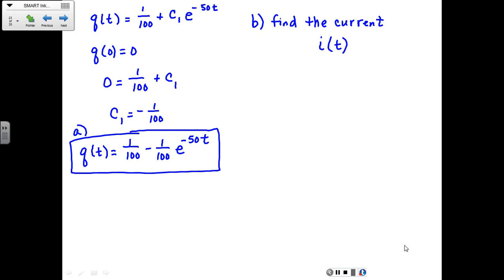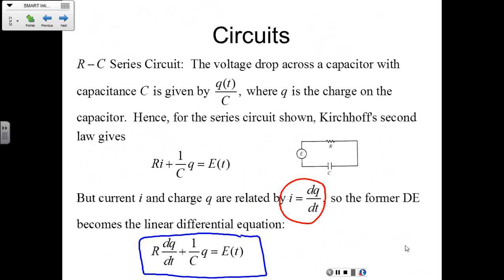I told y'all to circle this a minute ago. I is equal to dq over dt. He's exactly right. What does dq over dt mean? Changing q with respect to time. Q prime. It's the derivative. You're right. Change of q with respect to time. But, oh, what is q?